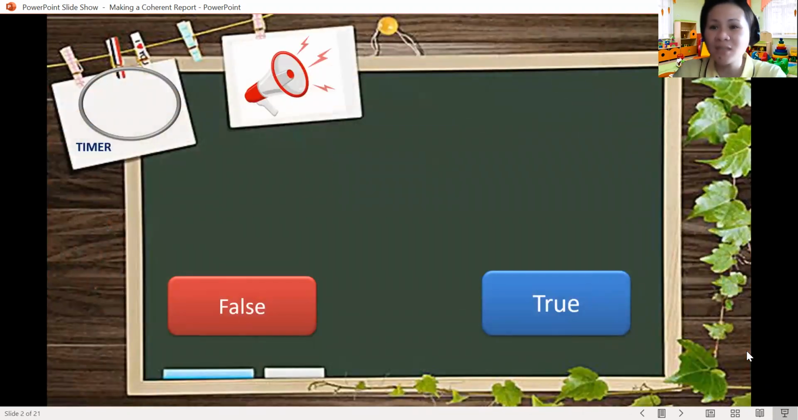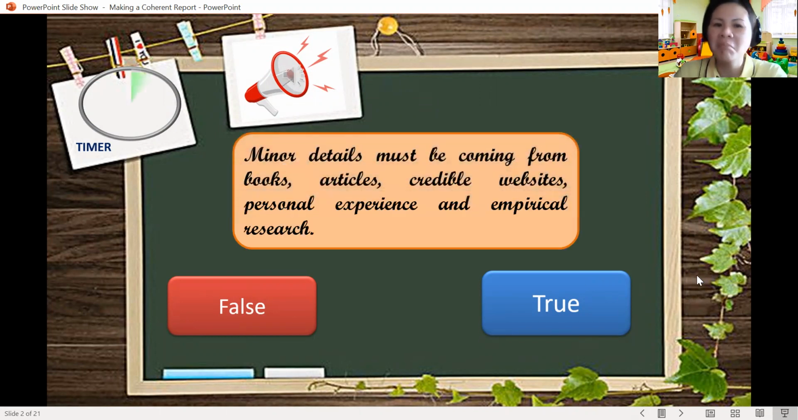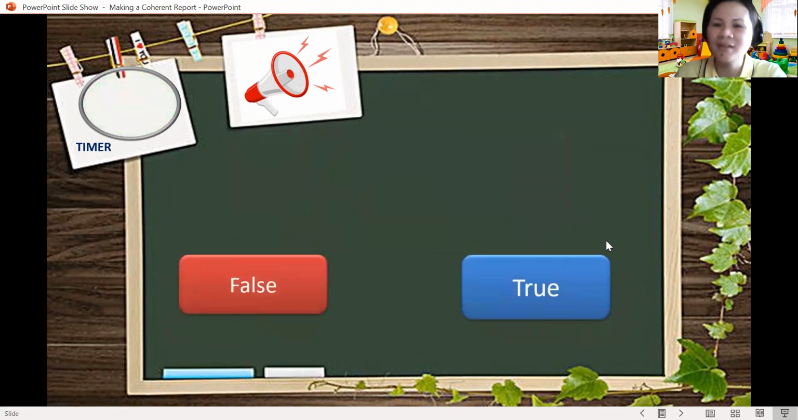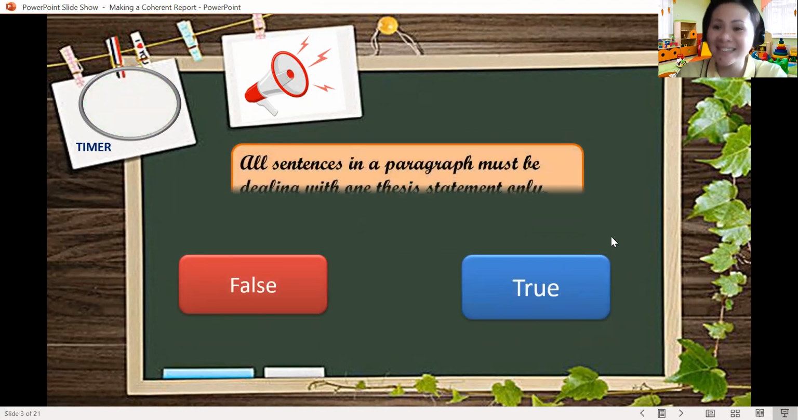Before we proceed to our new lesson, let us first review our past lesson. Read the sentences carefully and tell me if it is true or false. I'm going to give you time to think and then give me the answer. Number one. Minor details must be coming from books, articles, credible websites, personal experience, and empirical research. What's your answer? Wow, very good. It is true. Good job.